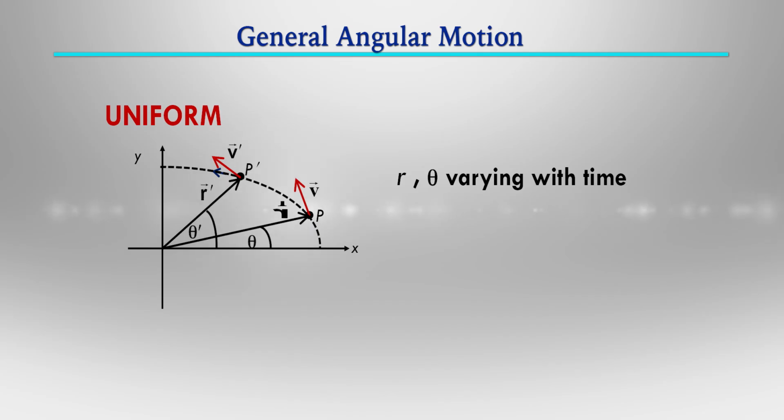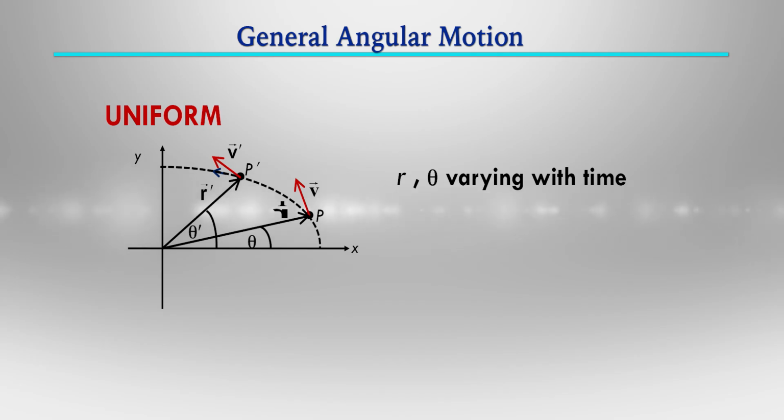Now, let us consider any 2 points P and P prime. The position vector of the particle at the point P is r, at the point P prime it is r prime, and the linear velocities are v and v prime. The angular displacements relative to the x-axis are theta and theta prime. So, what do you see? As the particle is moving, not only is theta changing with time, but the distance of the particle from the center or the origin is also changing with time.